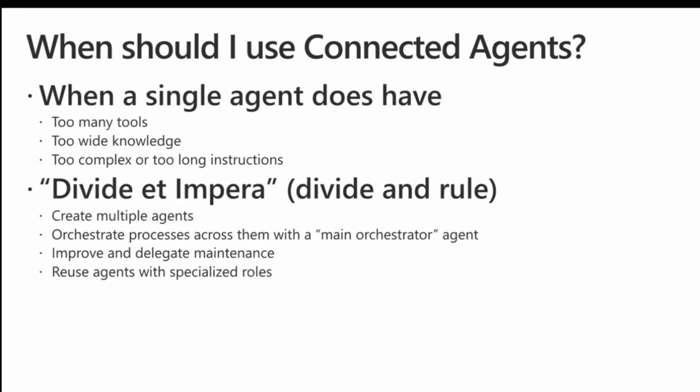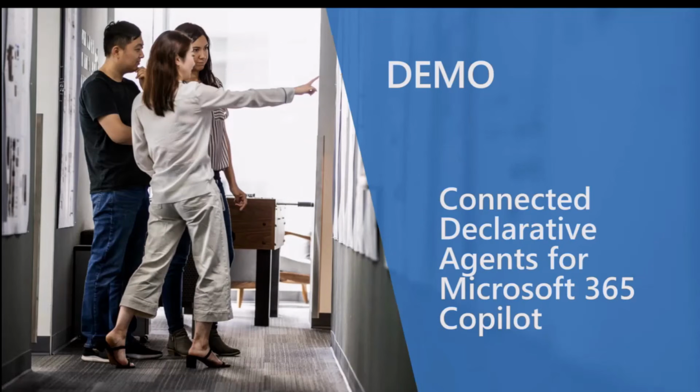I decided to use in this slide a sentence based on the Latin language, divide et impera, which in English should be something like divide and rule. So the idea is that instead of having a huge, complex monolith full of instructions, tools, and knowledge, you actually create multiple agents. You have a better maintenance, a better governance of those small agents, and you coordinate all of them with the main orchestrator agent, which will reuse the experience, the knowledge, and the rules of those smaller or child agents. So let's move to the demo environment, and let's see how you can do that practically speaking.